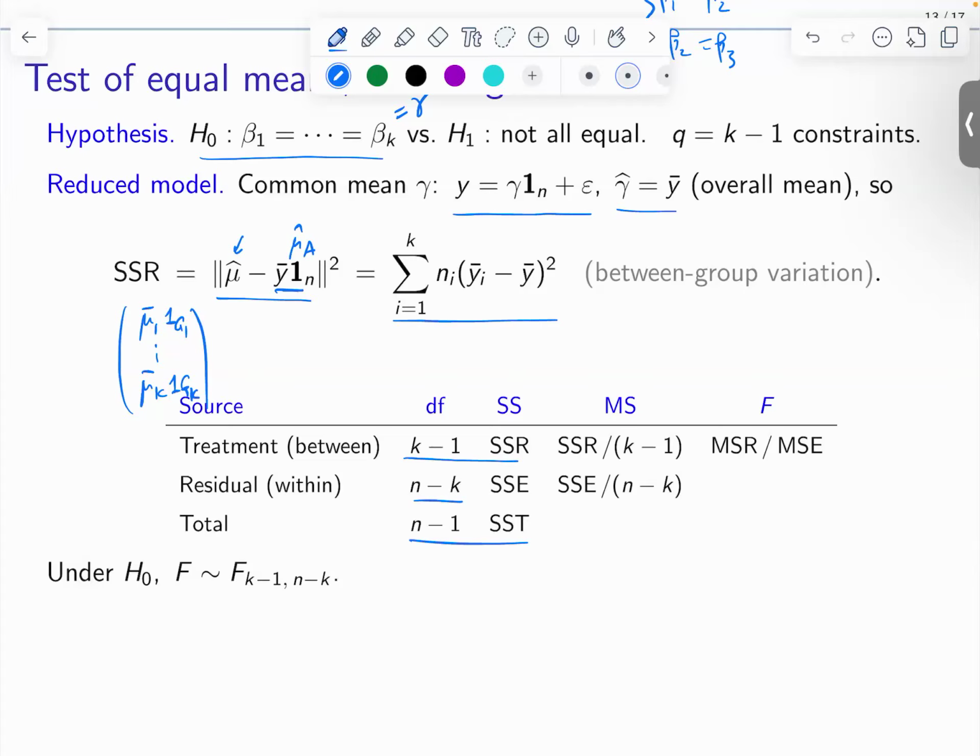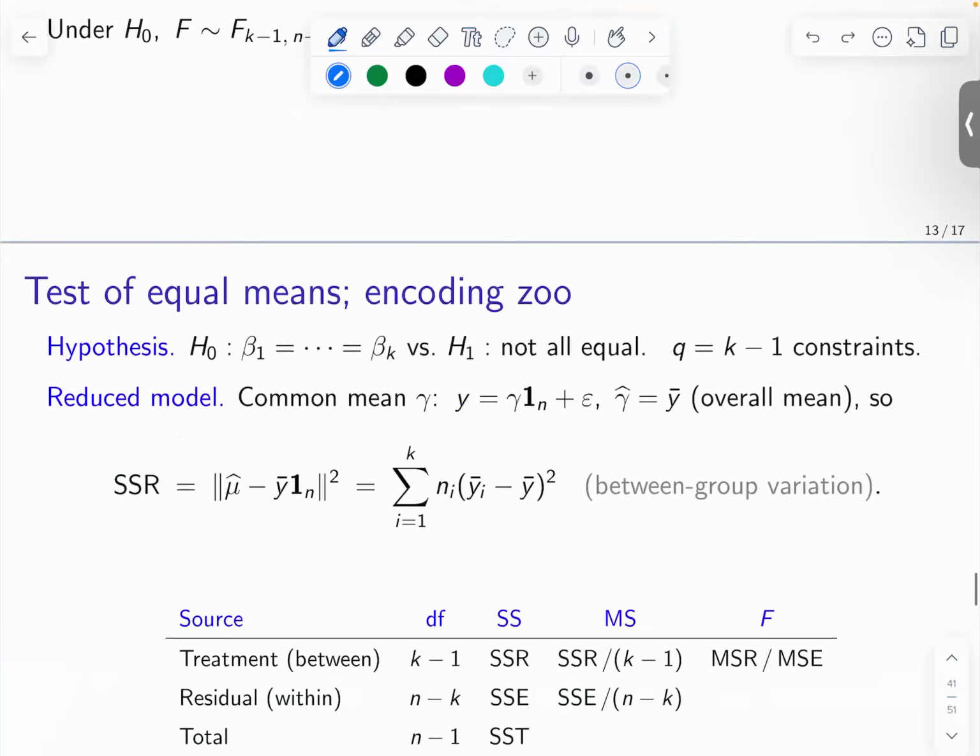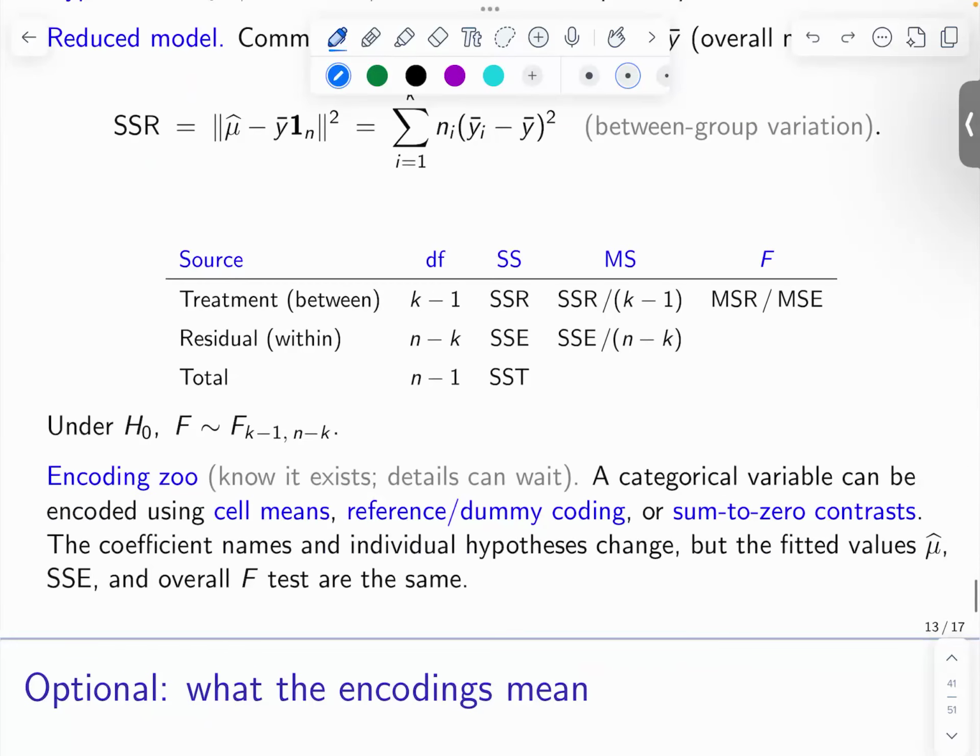This is an example where you don't have an intercept separately like in the model. So it's not like n minus k minus 1, so you have to be careful. You just have k variables in the full model, and so you get n minus k. And so then the MSE and MSR would be like that, and then you get the F statistic, and it would have this distribution under the null.